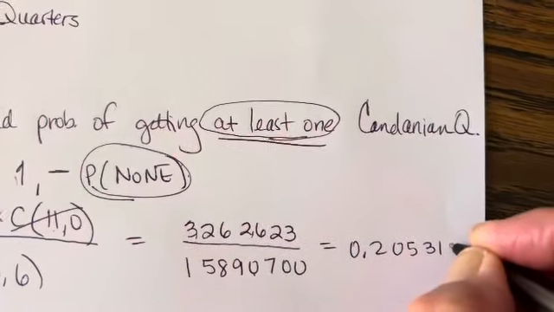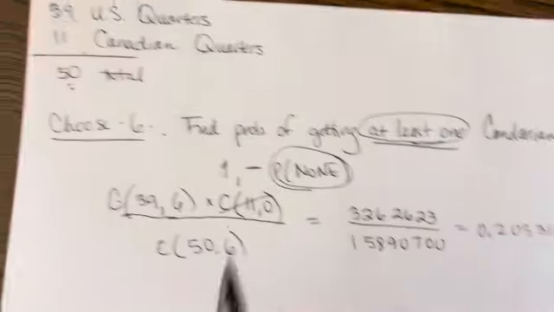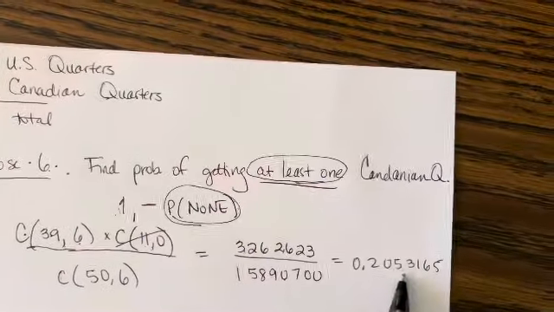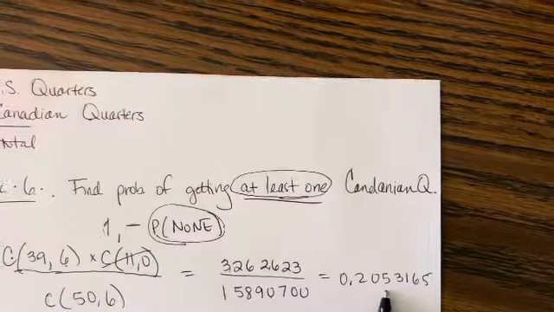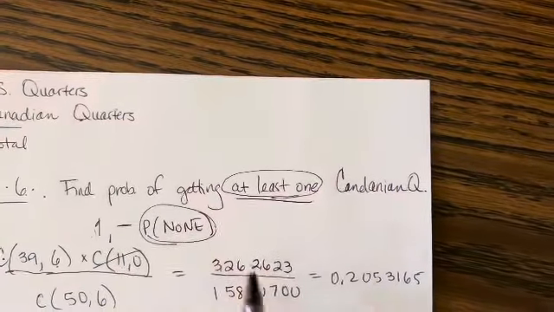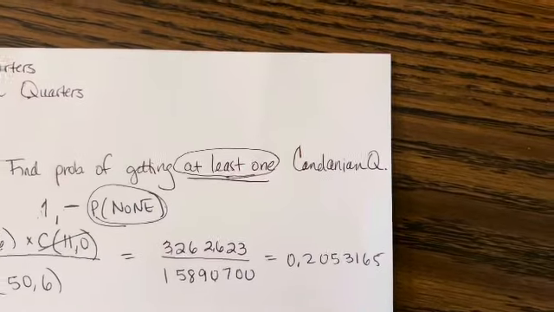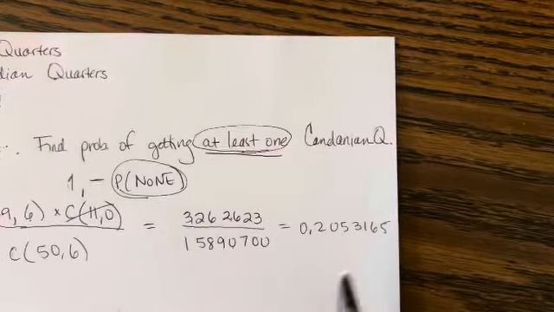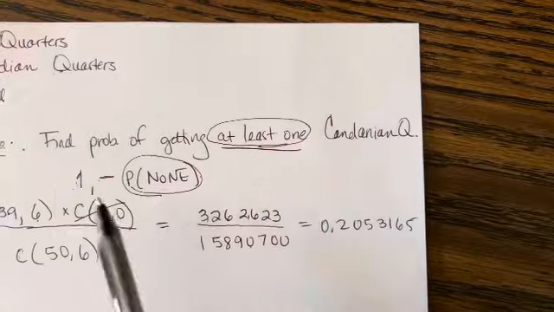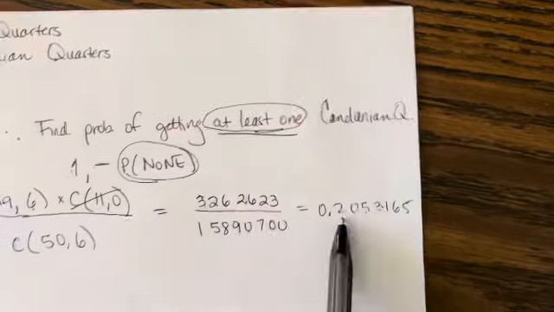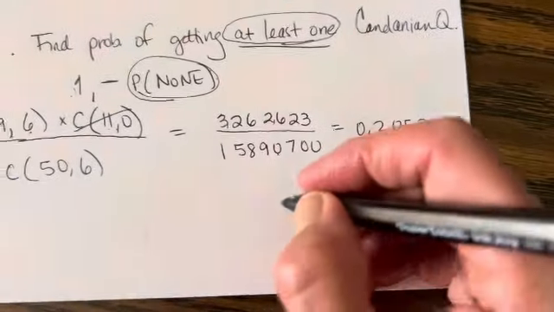Now, remember I want to do 1 minus. This is the probability of getting no Canadian quarters. So I wanted at least 1, so I'm going to subtract that from 1. I honestly just take this number and hit minus 1. It's going to be negative, but I ignore my negative sign. Or you can change the sign of this, but it's 1 minus this. When you subtract that from 1, let's see what we get here.